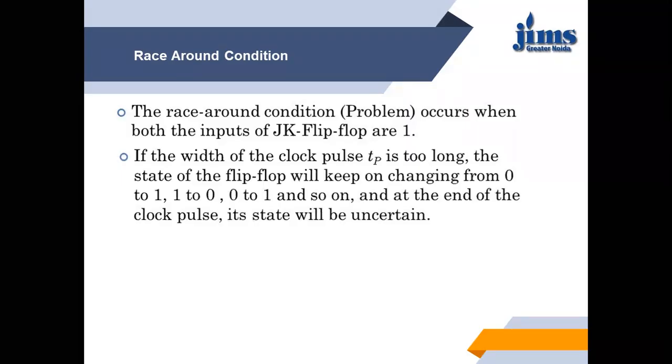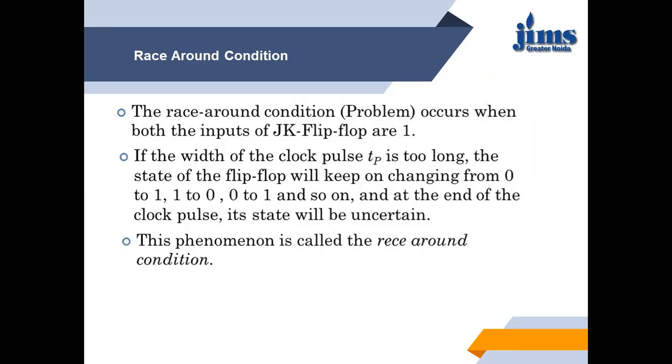Suppose we are having J equals K equals 1, and whenever clock is active, its value will change. Suppose it was 0, then the output will be 1. But after a certain time, it will again see that clock is active and we have J equals K equals 1. So what will happen? It will again change from 0 to 1, then 1 to 0, 0 to 1. There will be glitches in the output. Now in the next slide, we are going to discuss this with the help of the timing diagram. This condition of changing of state is known as race around condition.